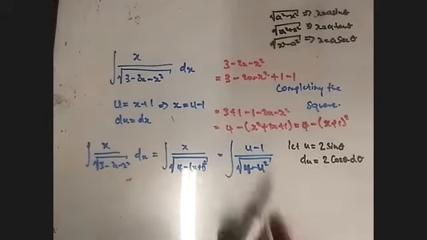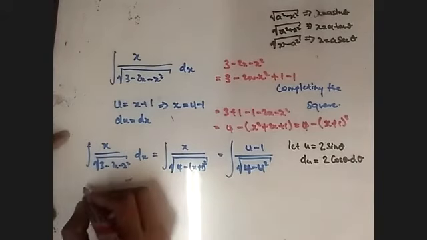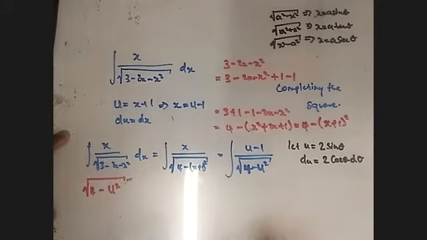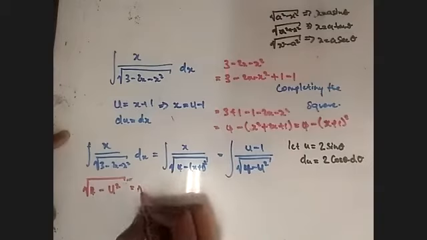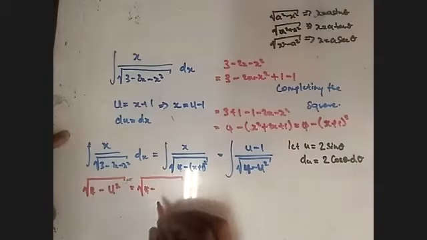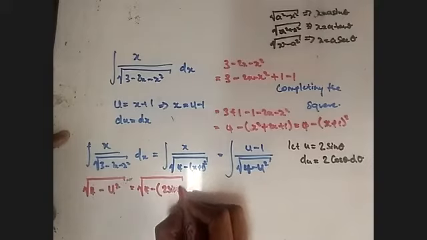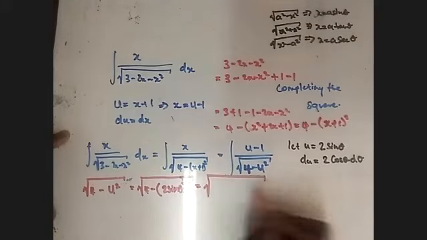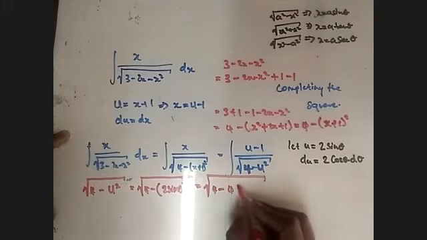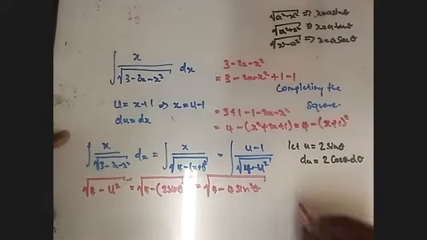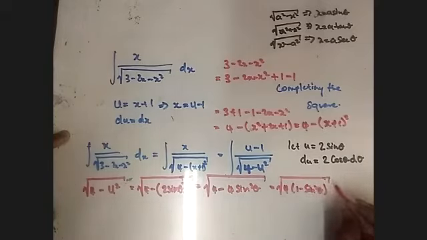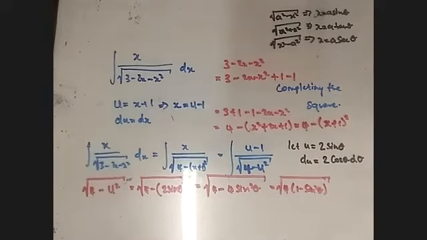Okay. So let us define this bottom part. The bottom part is given by the square root of 4 minus u squared, but our u is given by that. Thus, we're going to have the square root of 4 minus, what is u? It is 2 sine of theta, squared. So this becomes the square root of 4 minus 4 sine squared of theta. And then this will be equal to the square root of 4 times 1 minus sine squared of theta.